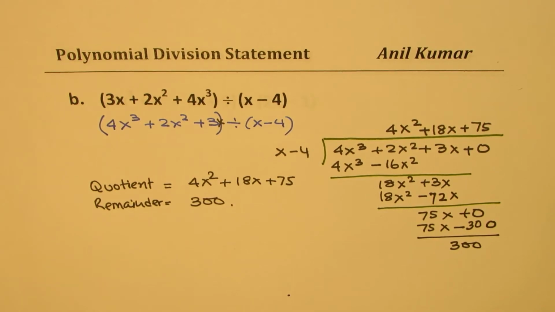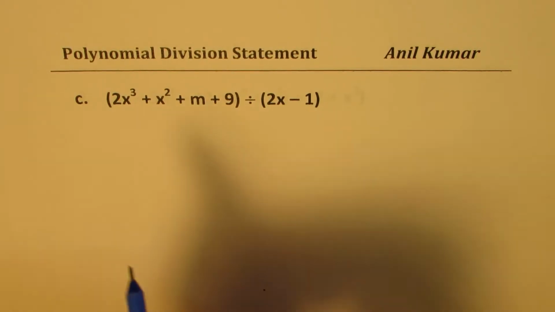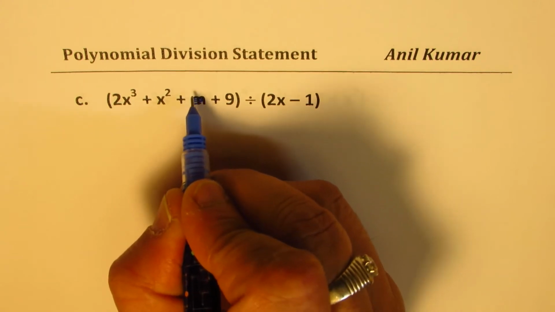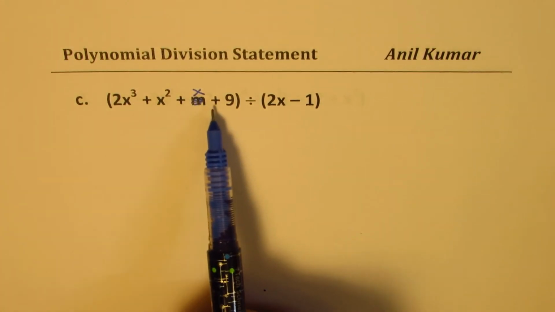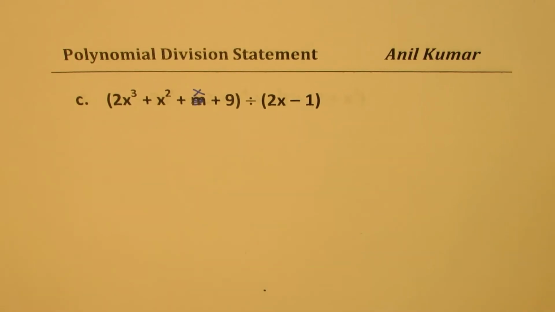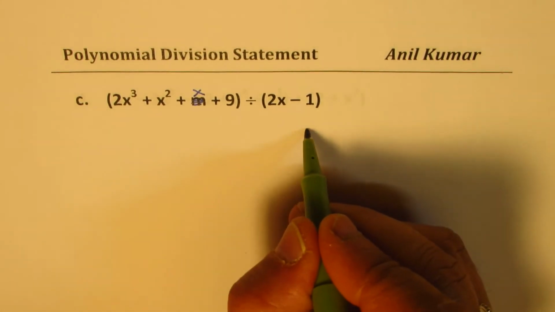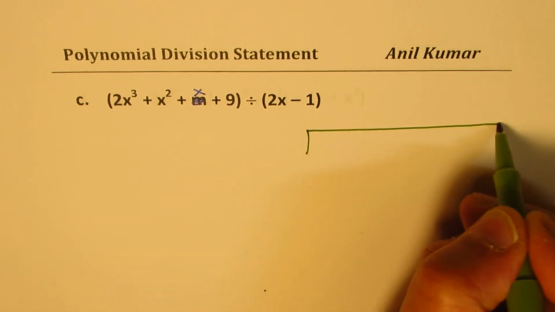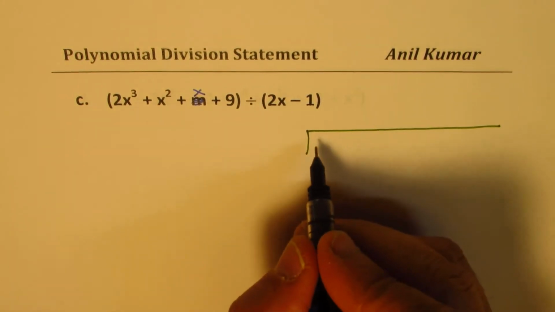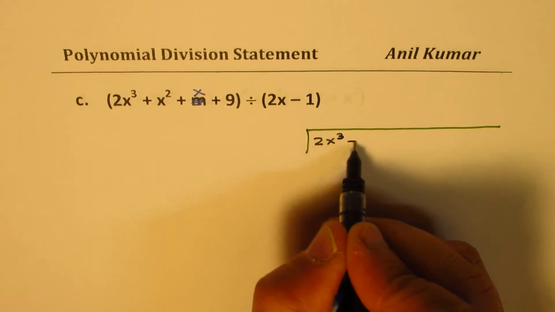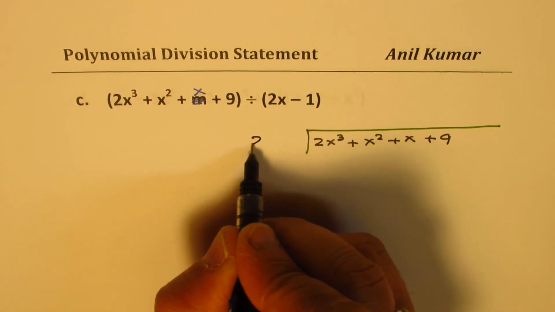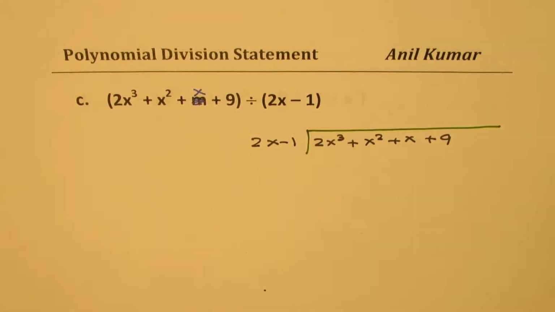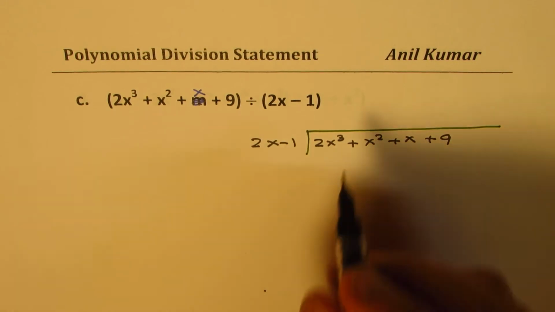So now let's take part C. Now in part C, let me correct this. This should be x, right? So we have 2x cubed plus x squared plus x plus 9 divided by 2x minus 1. So let us write down the dividend, which is 2x cubed plus x squared plus x plus 9 divided by 2x minus 1. You can actually pause the video now, answer the question, and then look into my suggestions.